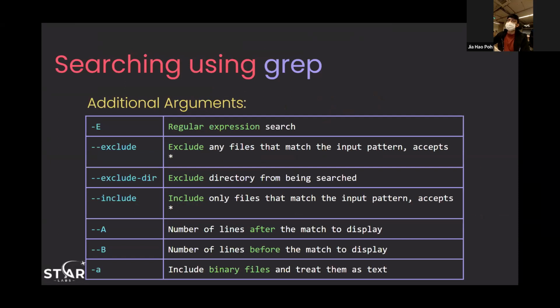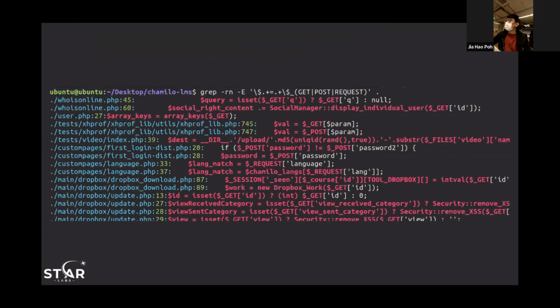Okay, some additional arguments can further refine the results. What's important here, we'll go through. Using the E flag, you can use regex in your search, and this will be the same as what we saw just now in the VS Code search.